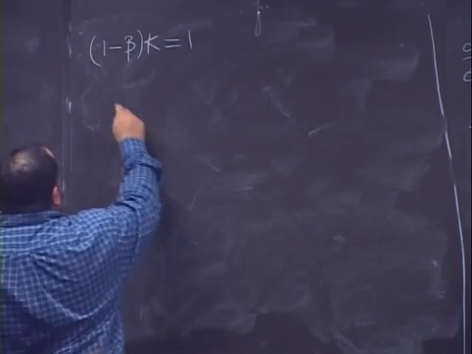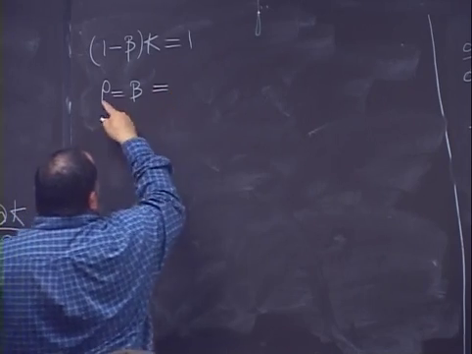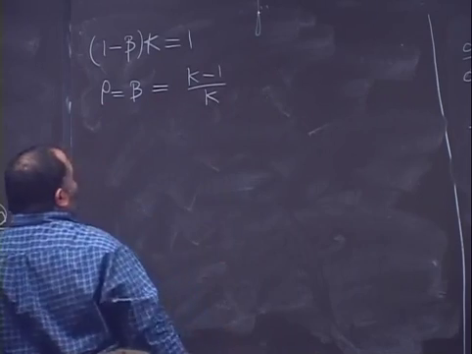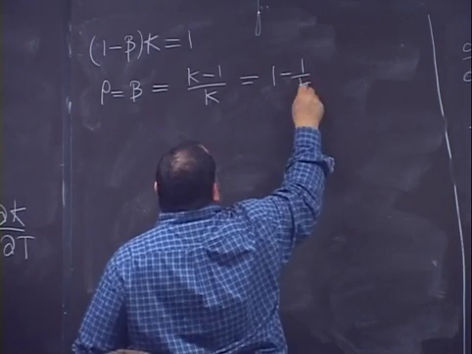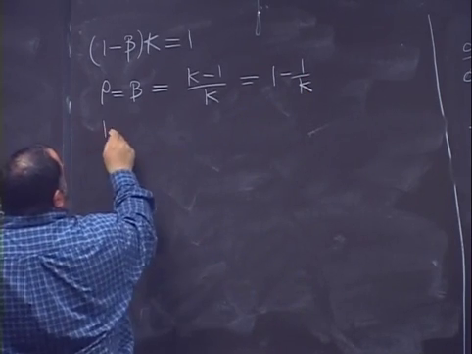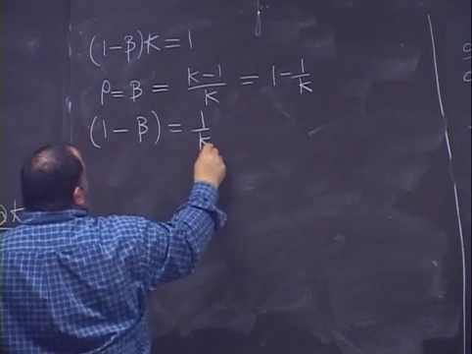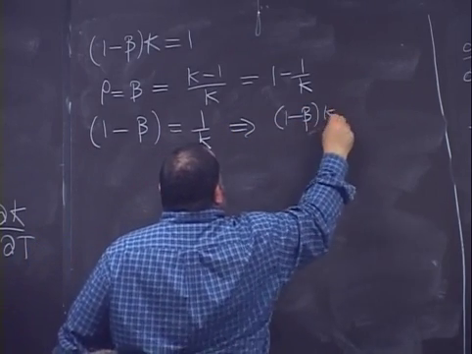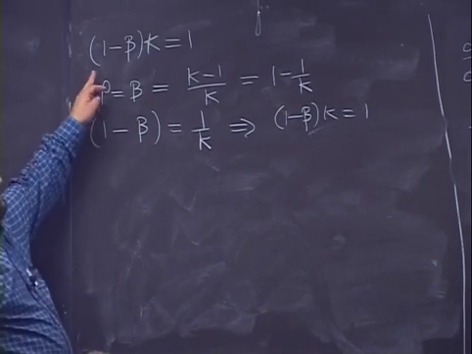We got it from rho is equal to beta, and what's rho? K minus 1 over K. So beta is equal to 1 minus 1 over K. Then 1 minus beta will be equal to 1 over K, and this will give you (1 minus beta) multiplied by K is equal to 1. This is just the derivation of this one.